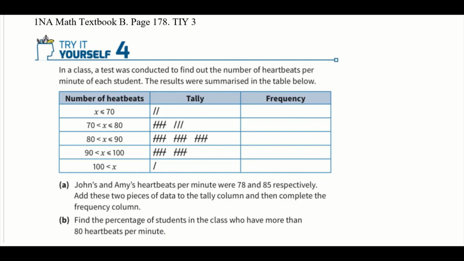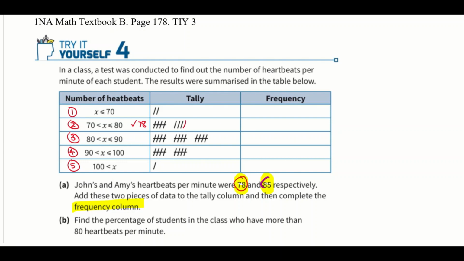Let's come to the last question. John and Amy's heartbeat per minute were 78 and 85 respectively. I need to add these two pieces of data to the tally column and then later find my total frequency. So, where would 78 belong to? 1, 2, 3, 4, or 5? It will belong to 2 because 78 is between 70 and 80. So, I have to add 1 to here.